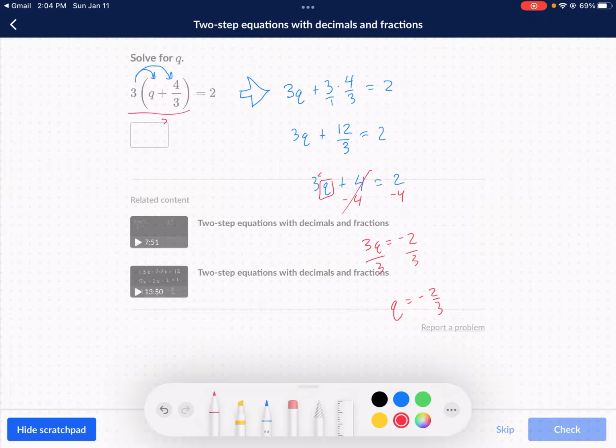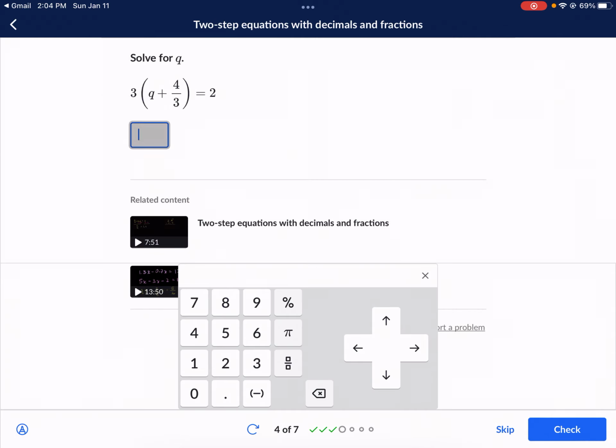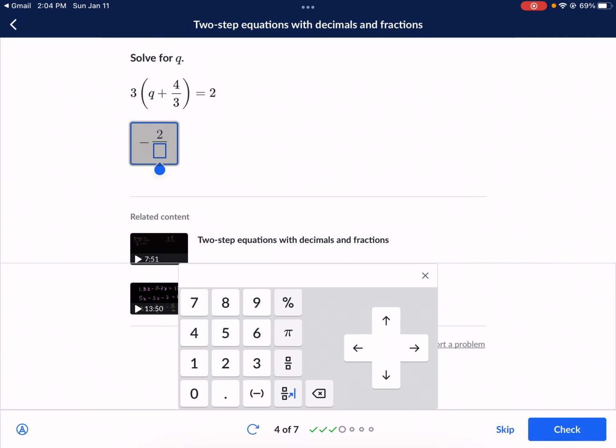If you would have divided by 3 first, that cancels, and we're left with q plus 4/3 equals 2/3. And then I subtract 4/3. And then 2/3 minus 4/3 is negative 2/3. So you get the same thing, just a different way to do it. Okay, so I need to make a fraction, first negative, and then 2/3.